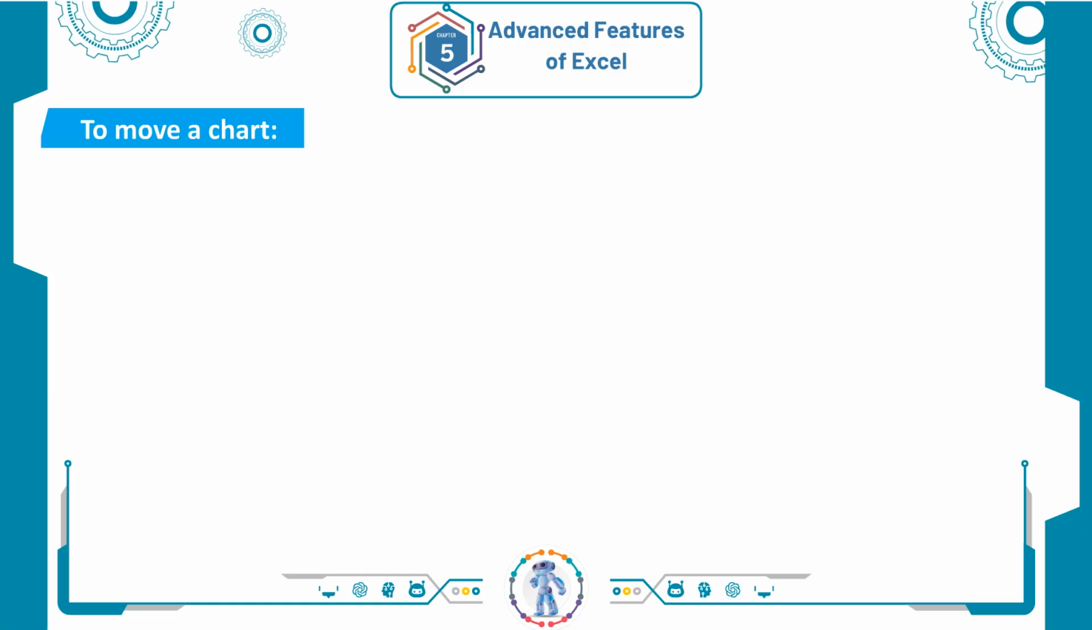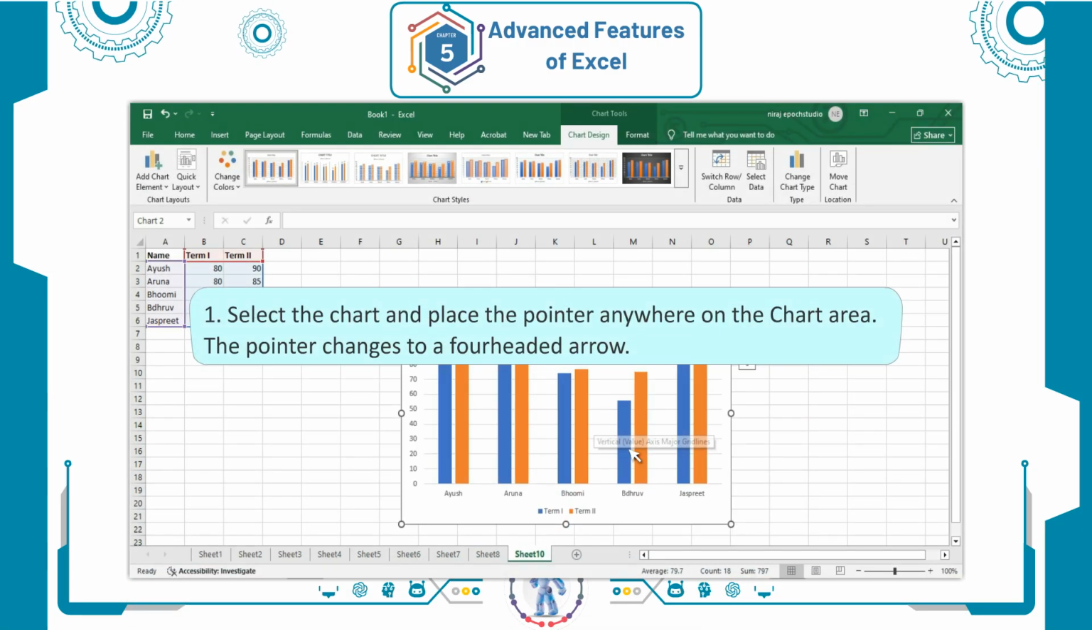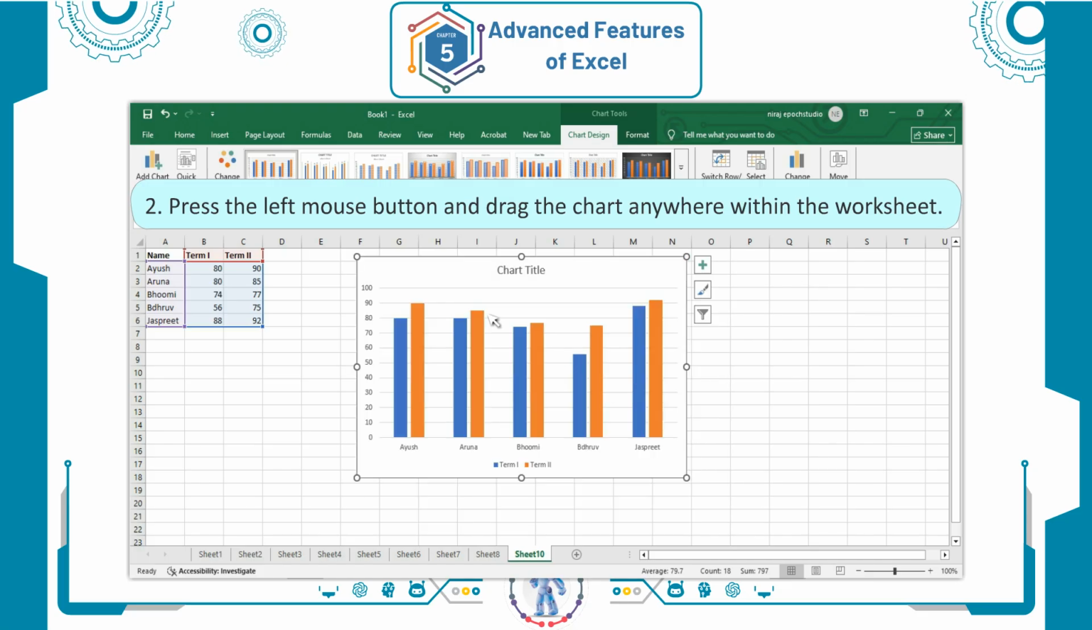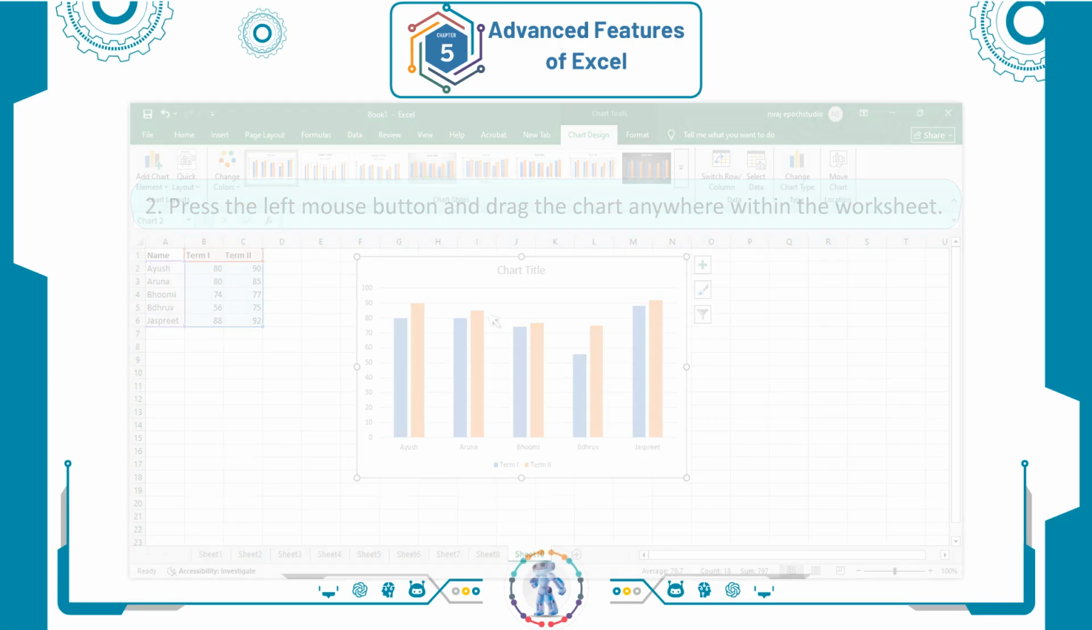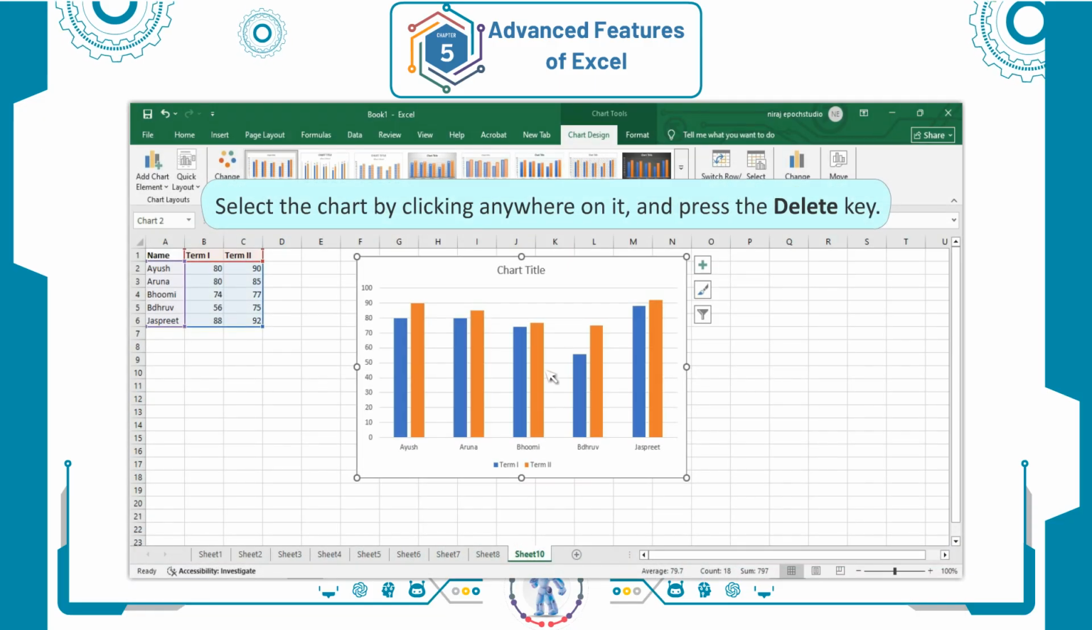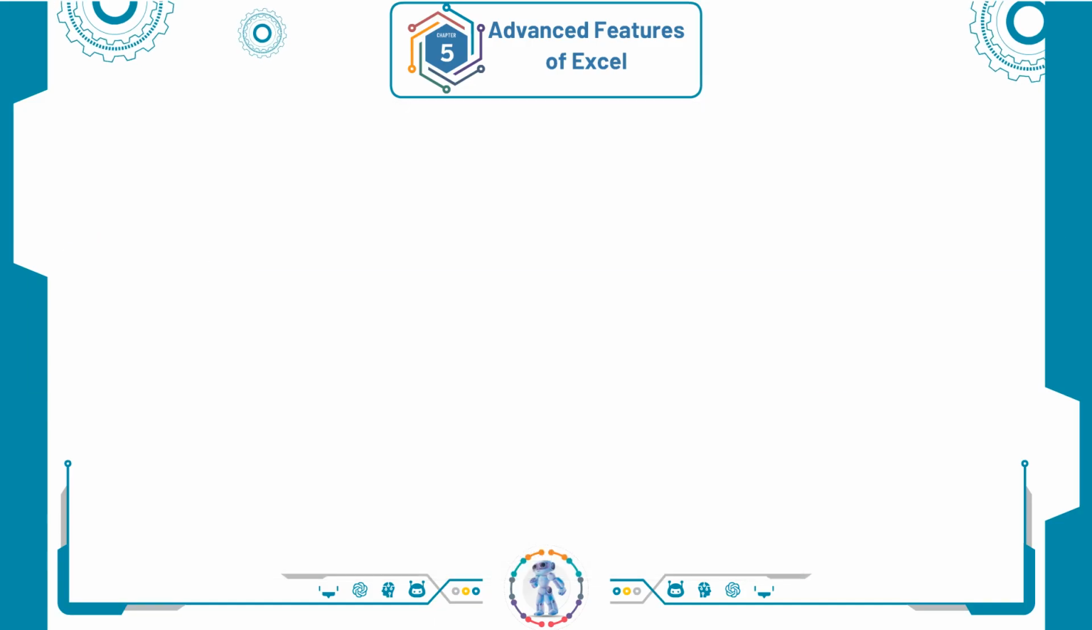To move a chart, 1. Select the chart and place the pointer anywhere on the chart area. The pointer changes to a 4-headed arrow. 2. Press the left mouse button and drag the chart anywhere within the worksheet. To delete a chart, select the chart by clicking anywhere on it and press the Delete key.